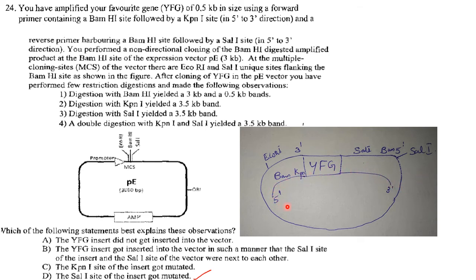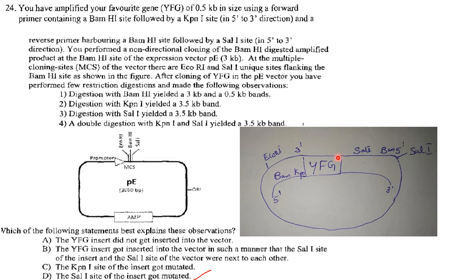circle. I have not completed the whole circle, because for your understanding, only then can I mark 5' and 3'. So this portion of the circle will have BAMH1 KPN site, followed by YFG, and then a reverse primer harboring BAMH1 site followed by SAL1 site in 5' to 3' direction. And this is the BAMH1 site, this is the SAL1 site, and this will be the 5' 3' direction for the reverse primer. Now where is it placed?